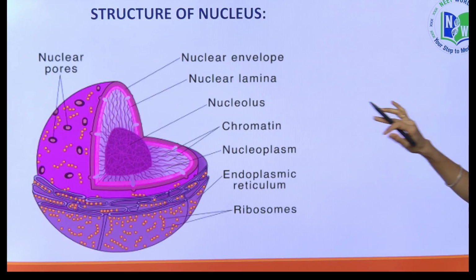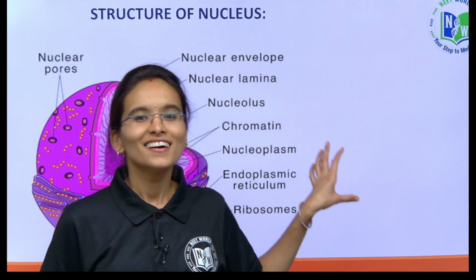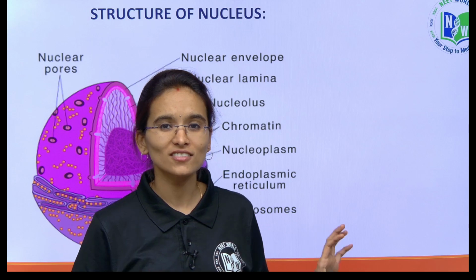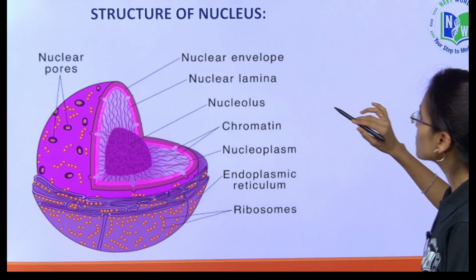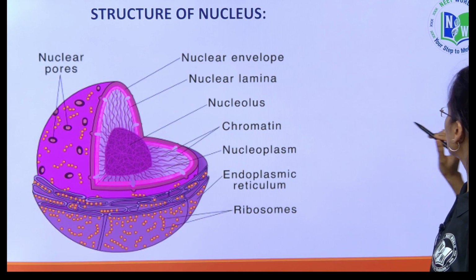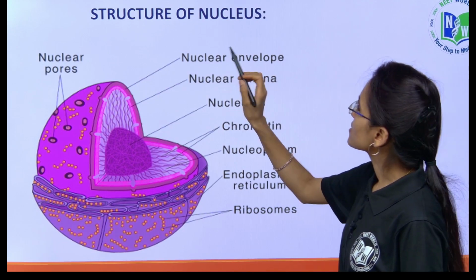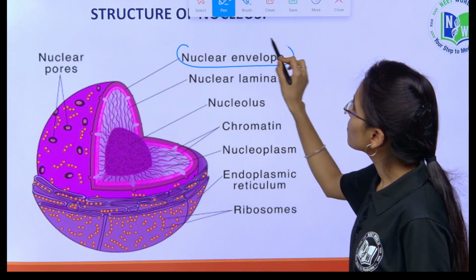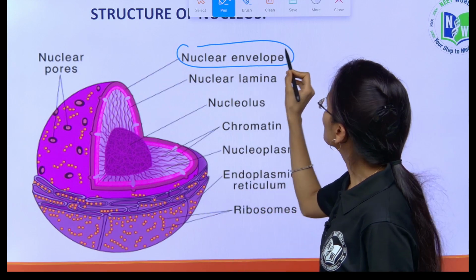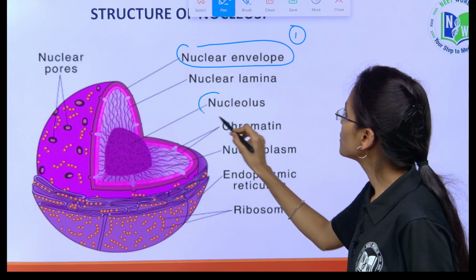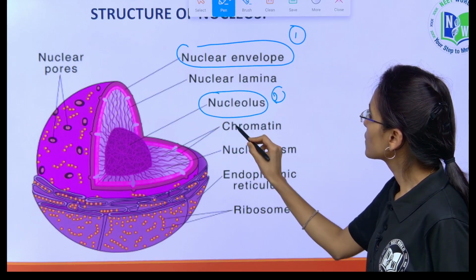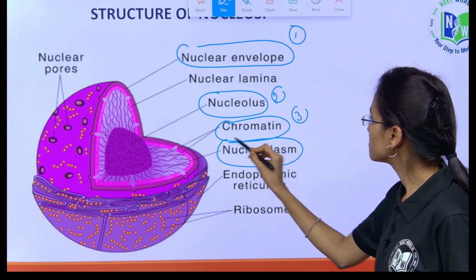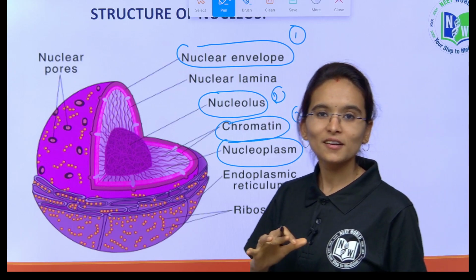Okay, see here, this is the structure of the nucleus, which is going to possess four most important characteristics: nuclear envelope, nucleolus, chromatin material and nucleoplasm. Clear, children?